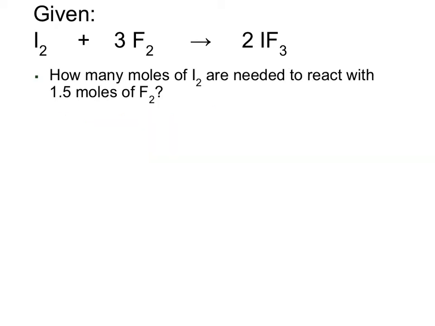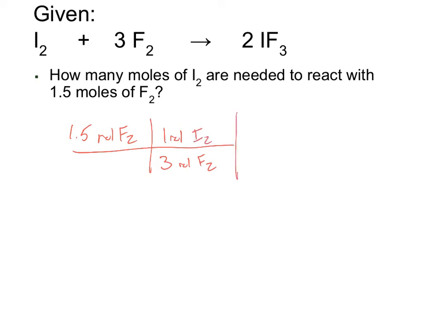In our final example, we want to compare our 2 reactants. We want to know how many moles of I2 are needed in order to react with 1.5 moles of F2 present in the beginning. And so we see that we need half a mole of I2 in order to react with 1.5 moles of F2.